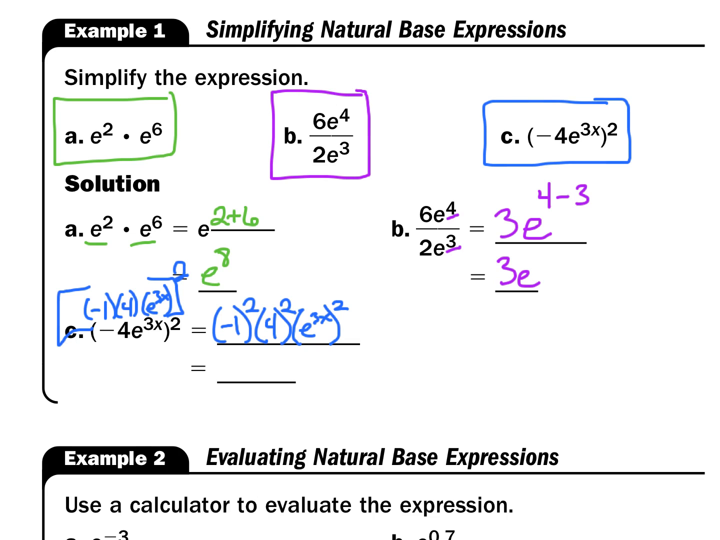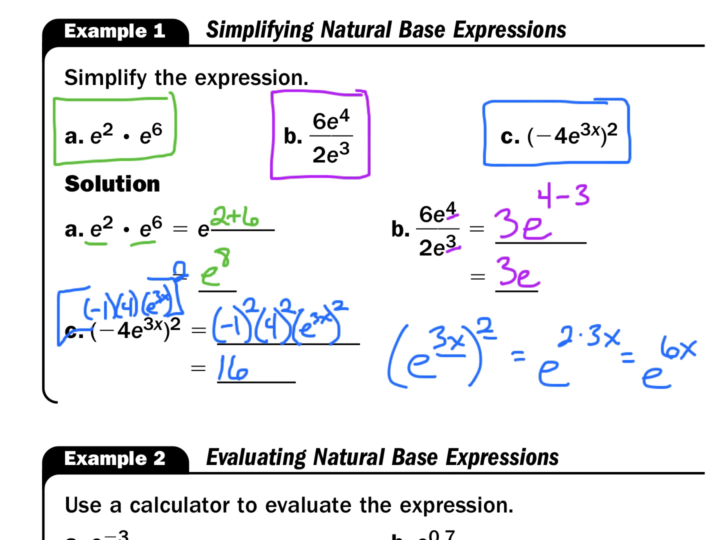So negative 1 squared is just 1. 4 squared is 16, so the 1 times 16 doesn't do anything. And then my e to the 3x squared means that I have to multiply this exponent times the exponent on the inside. So that would be e to the 2 times 3x, or e to the 6x. So 16e to the 6x power.